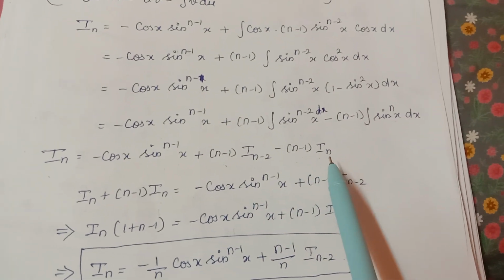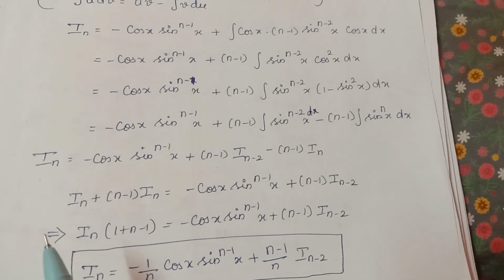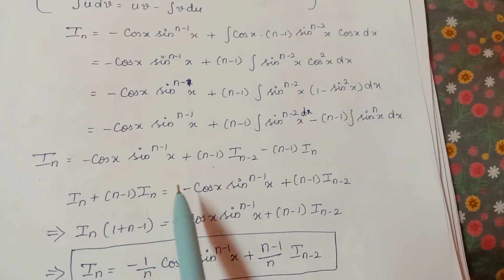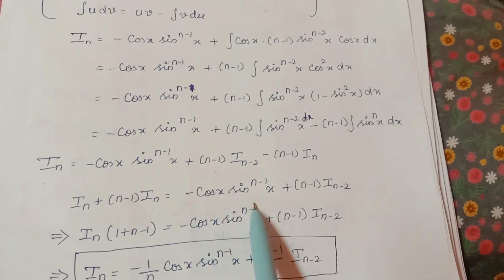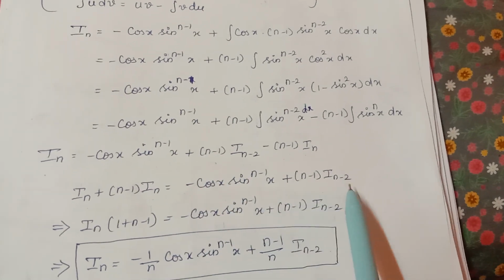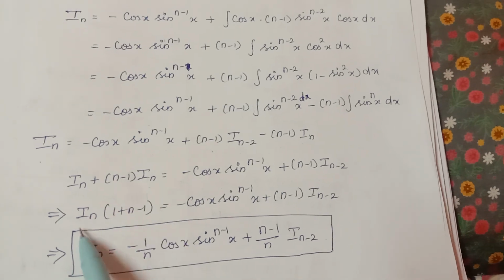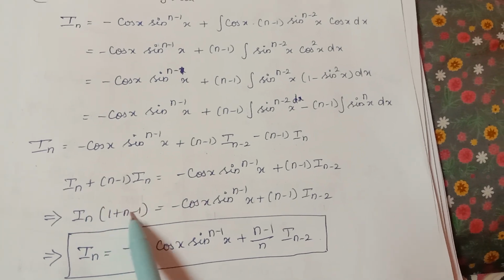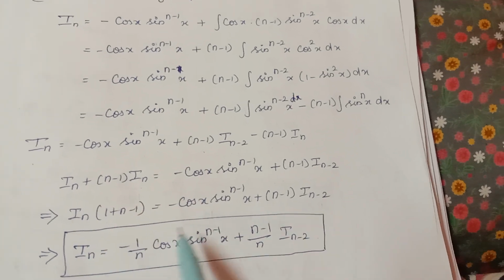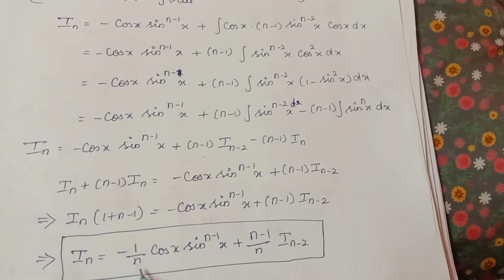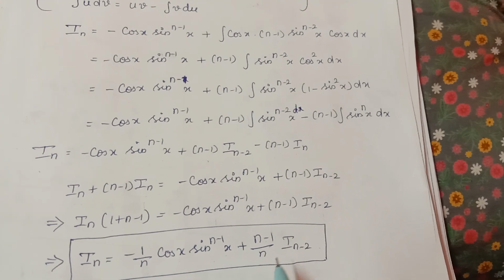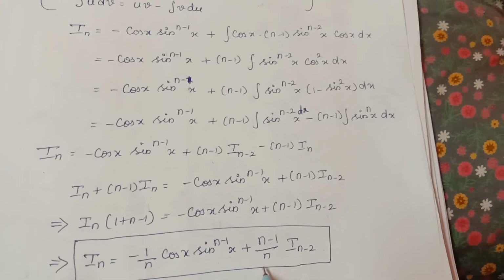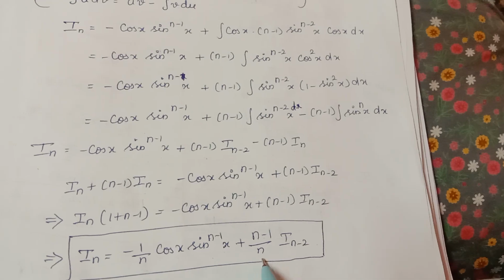Okay, bring all I n to the left side. So I n into 1 plus n minus 1 I n is equal to minus cos x into sine power n minus 1 x plus n minus 1 into I n minus 2. Now you take I n outside, it will be 1 plus n minus 1. So simply it will be n. Then throughout divide by n. So I n equal to minus 1 by n cos x sine power n minus 1 x plus n minus 1 by n into I n minus 2. Okay, this is called the reduction formula for sine power n x.